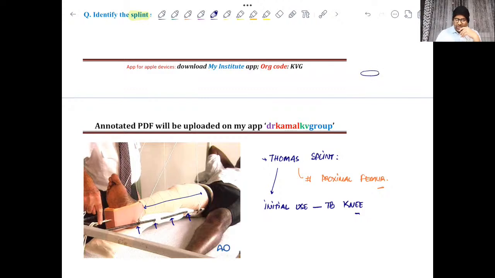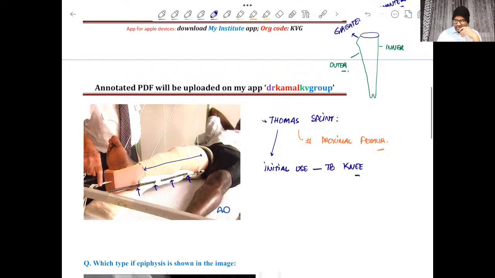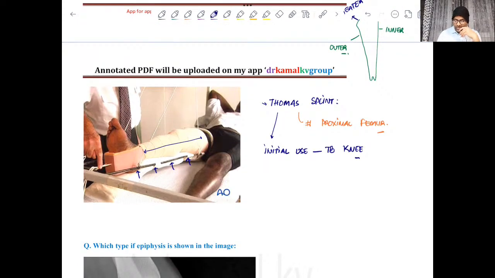If we look at a picture of the Thomas splint, there is one ring like this, then there are two bars like this. So this is the inner bar and this is the outer bar. Now it's very easy for us to say which one is the outer bar, because it has a slight deviation or slight bending here, and this is to accommodate the greater trochanter. Clear? So this is the Thomas splint for lower limb injuries, especially around the hip joint or the proximal femur.